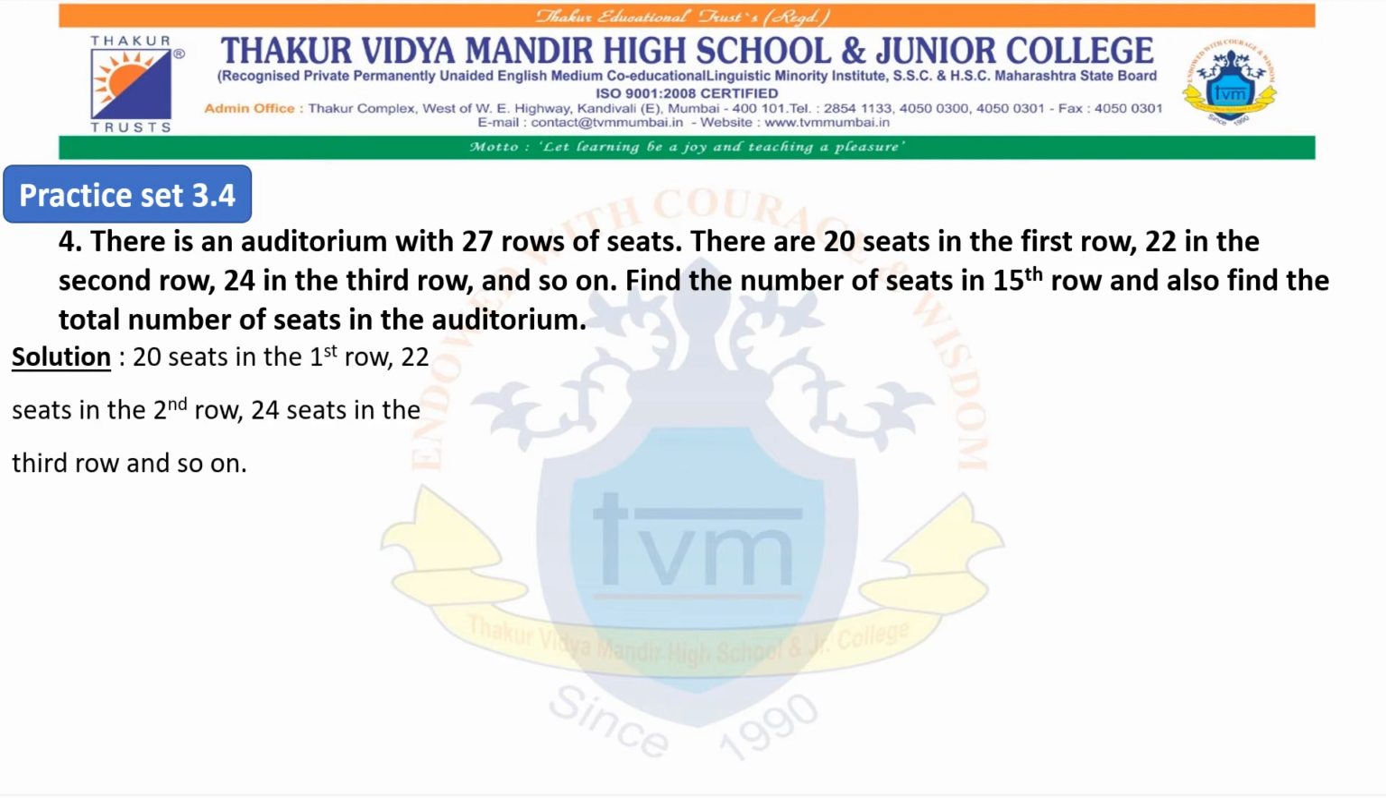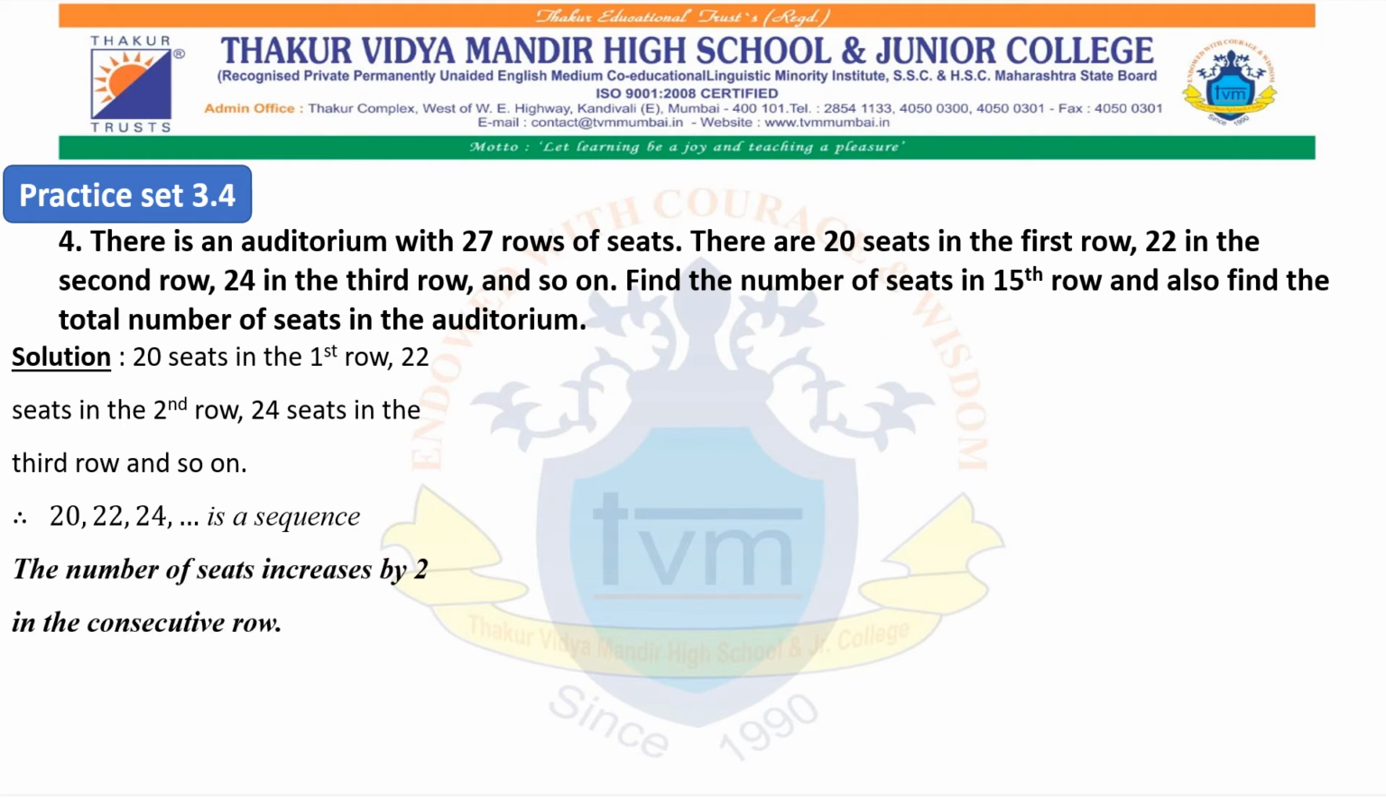We will write 20 seats in the first row, 22 seats in the second row, 24 seats in the third row, and so on. Means the sequence we got is 20, 22, 24, and so on. The number of seats increases by 2 in consecutive rows. Therefore, we can say the common difference is 2. And therefore 20, 22, 24, dot dot dot is in AP, and a value is 20. We have got the value of a and d. What have they asked us to find?